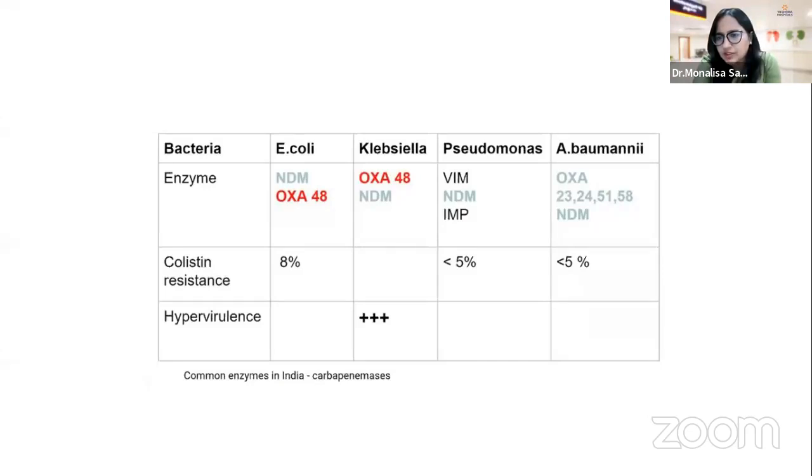Klebsiella pneumoniae, if there is a combination of both OXA48 as well as NDM, in the blood and also for the lungs, pneumonia, it would be Cazavi with Aztreonam. And for the urine also, if it is a complicated UTI, then we would prefer to go with Cazavi with Aztreonam.